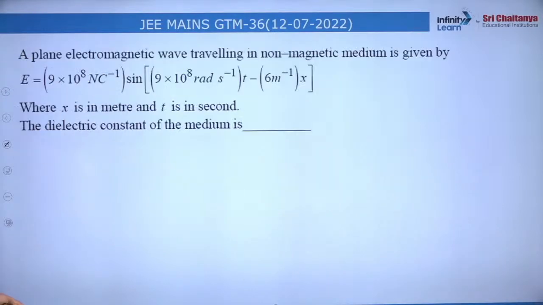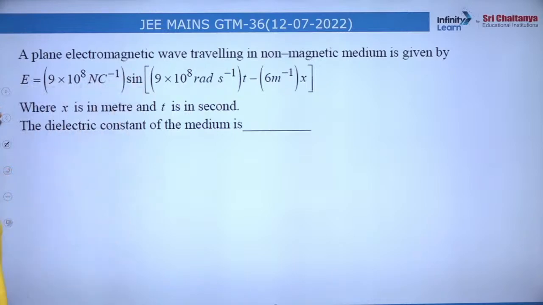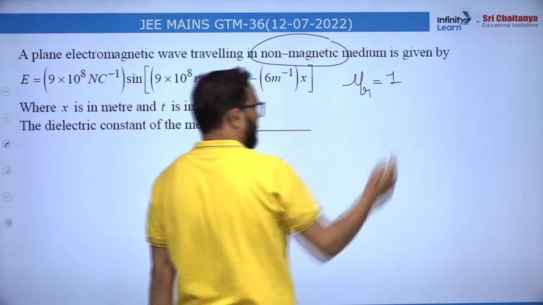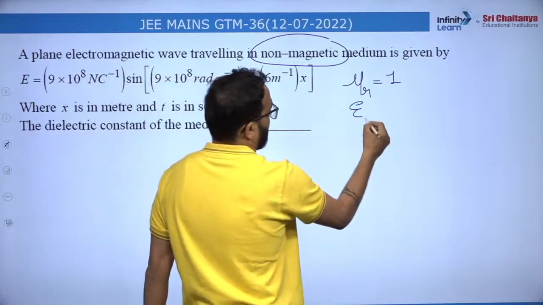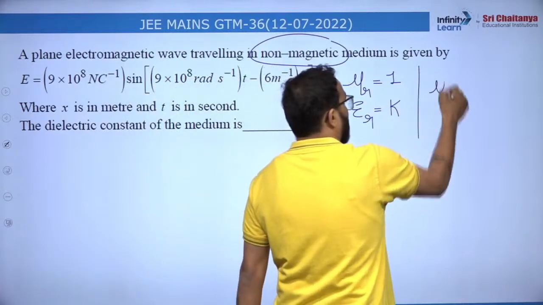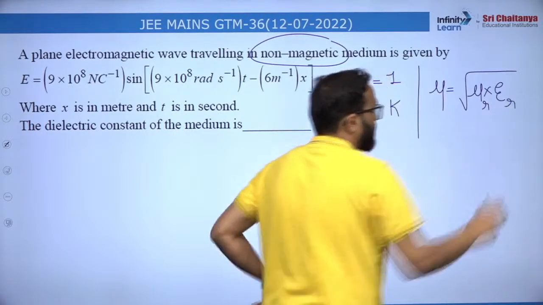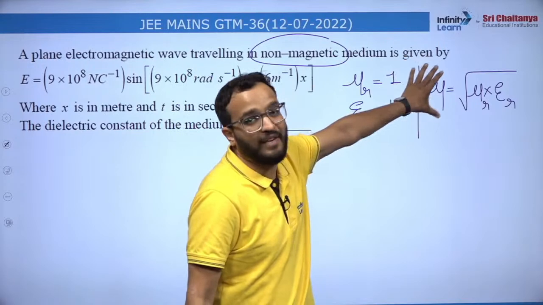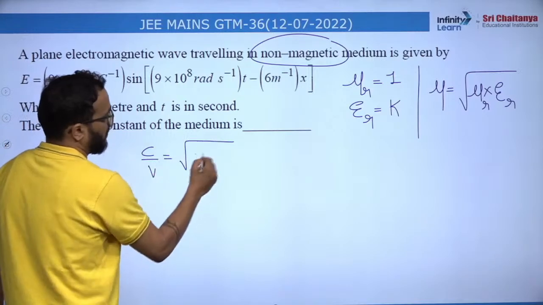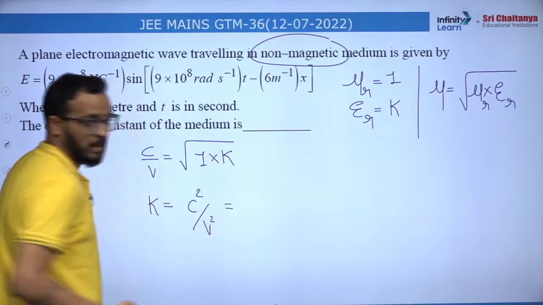So let's move on to this question. Now this is also a very interesting question. What is it saying? A plane electromagnetic wave traveling in a non-magnetic medium. Non-magnetic medium means relative permeability is 1, right? But the relative permittivity is k, it is not 1. Now another formula that we know is refractive index is equal to root over mu r into epsilon r. This mu is not permeability, this is refractive index I am saying, okay? And what is refractive index? C by V. This is equal to root over 1 into k. So technically what is k? C square by V square, right, in this question.